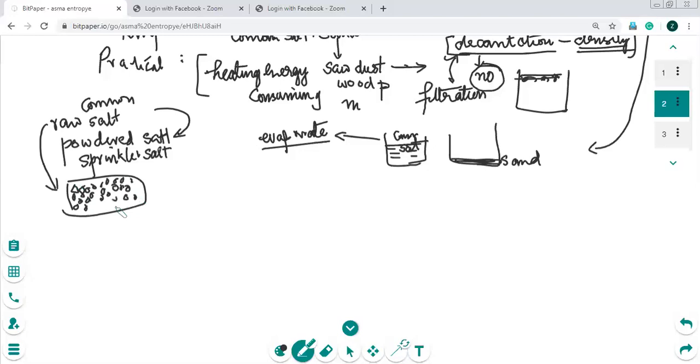Have you thought of it? The other one will be this, right? Almost a beautiful, free-flowing powder if it is dry. How is this converted into this?